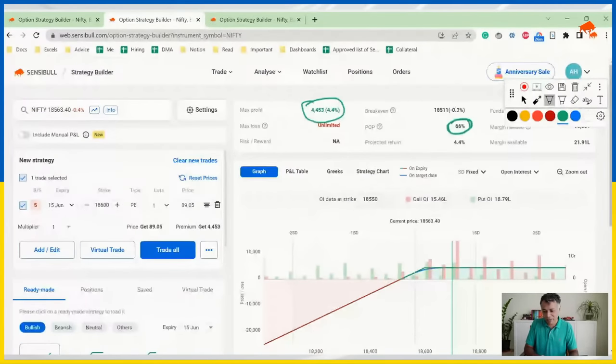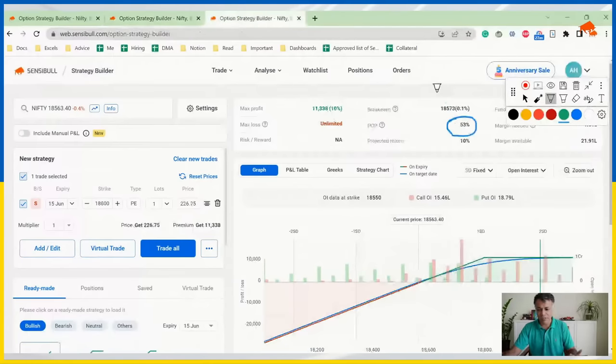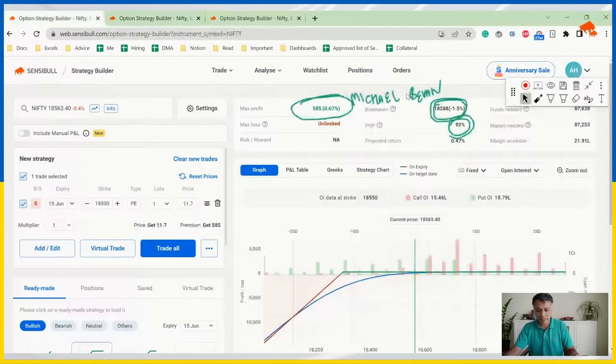If Nifty goes even 0.3% down, then you are losing money here. This is not a safe option to sell at all, and this is not a safe option to sell at all either. This is a coin toss. This is a kind of a coin toss. This is not a coin toss. You need Nifty to go down 1.5% at 585.